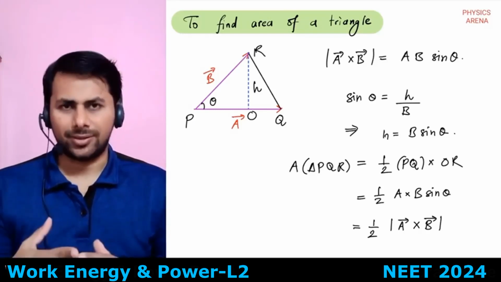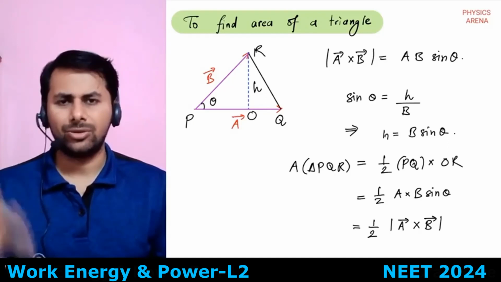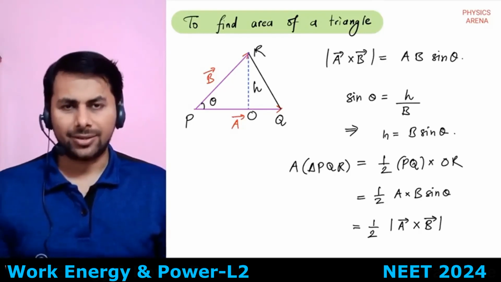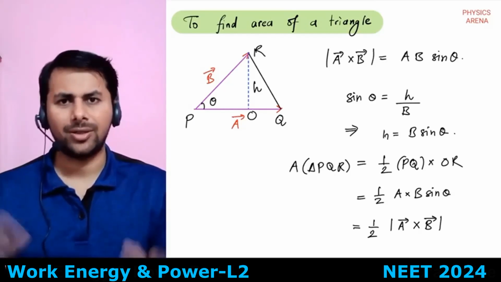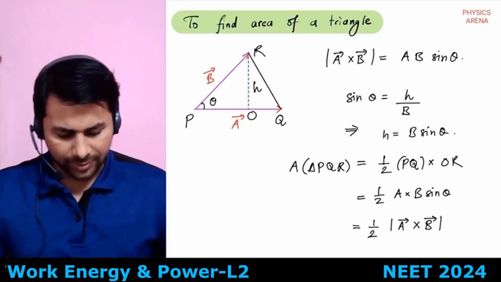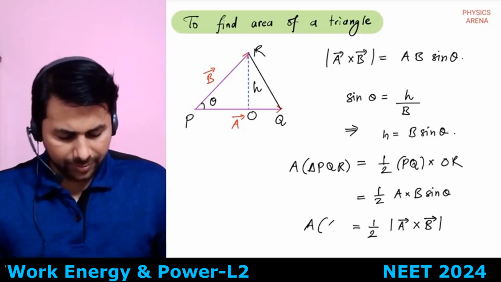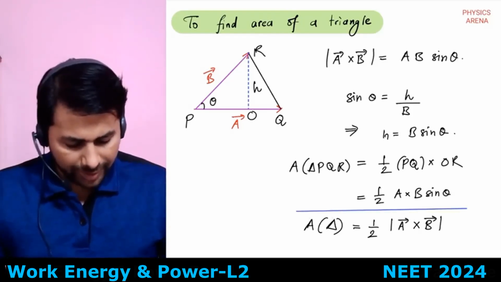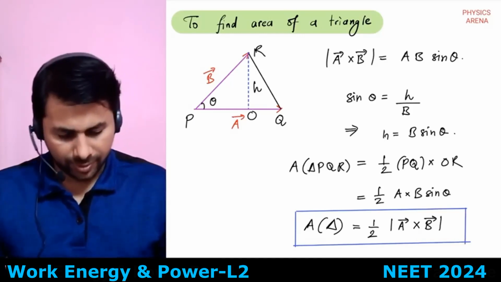So if you have two vectors, and those two vectors represent two sides of a triangle, then the area of that triangle is equal to half of the magnitude of the vector product of those two vectors. Okay, so the area of the triangle is equal to half of the magnitude of the vector product of those two vectors.